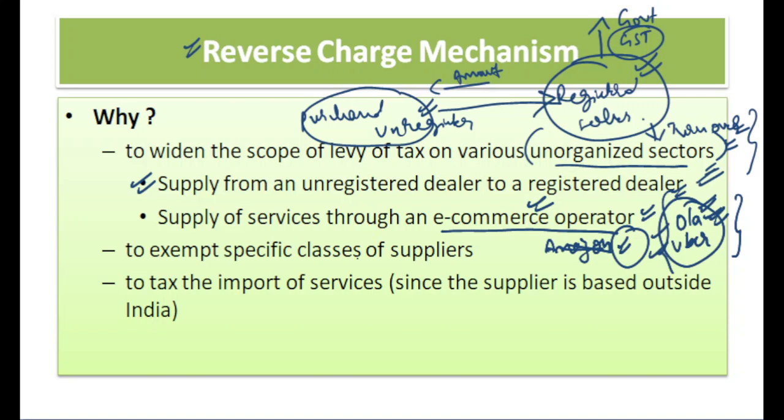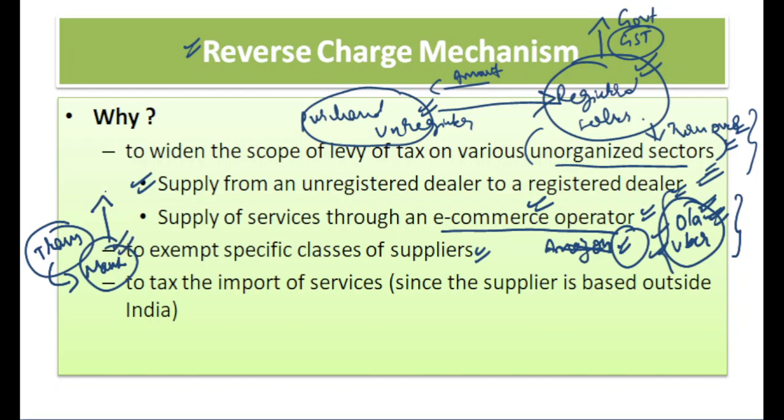And to exempt certain class of suppliers, there are various technical provisions wherein certain class of suppliers, say a transportation service who is unregistered, who provides transportation services to a manufacturing firm. In that case, the manufacturing firm has to deposit the GST to the government. So the basic idea is the same. Instead of the supplier depositing it to the government, the receiver of the good or the service would deposit the GST to the government.